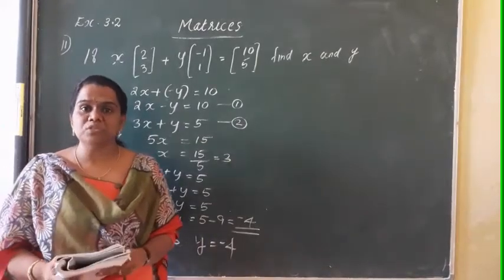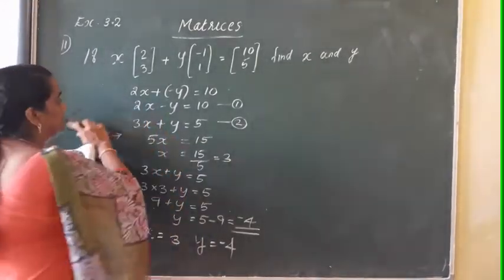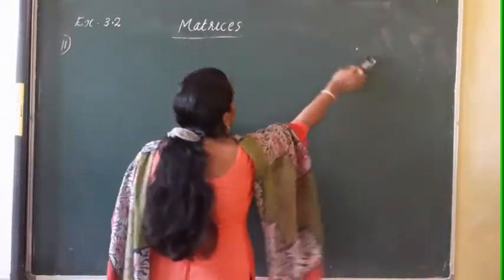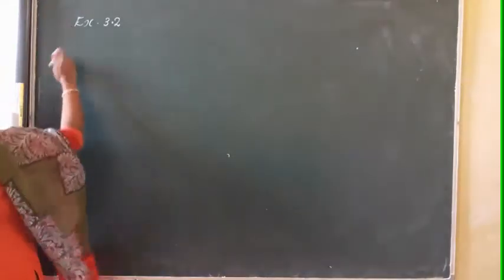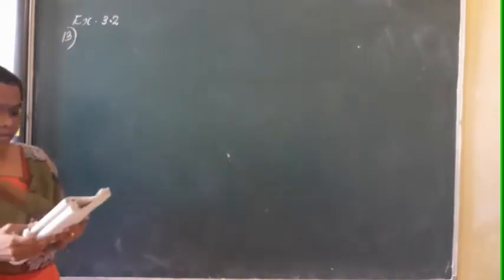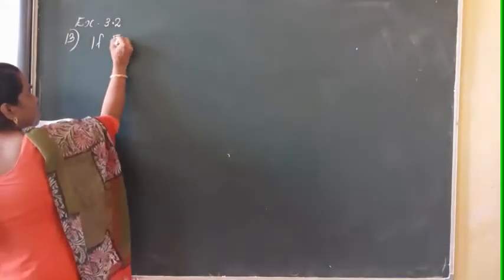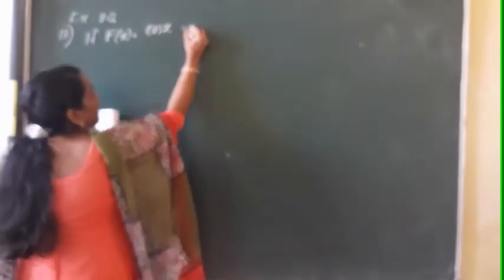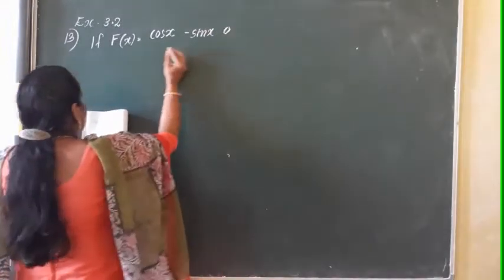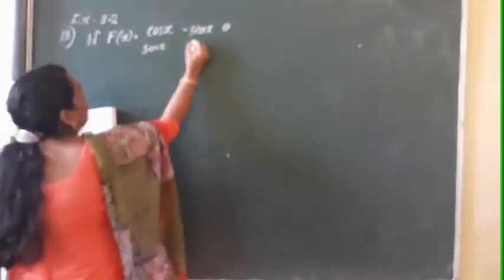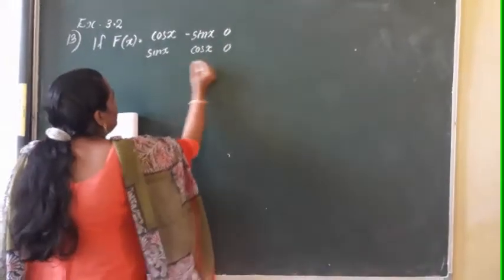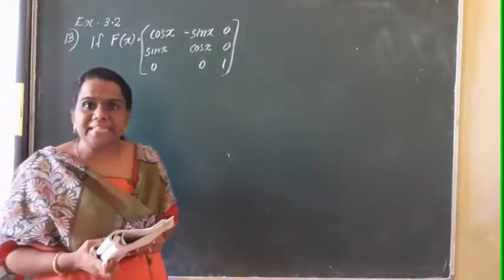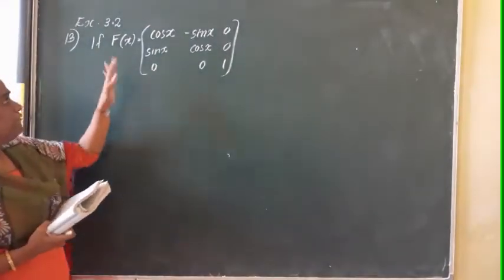Now, I would like to discuss question number 13, exercise 3.2. If f of x is equal to the given matrix: cos x, minus sin x, 0, then sin x, cos x, 0, then 0, 0, 1. What is the order of this matrix? It is a 3 by 3 matrix. Then f of x is given.